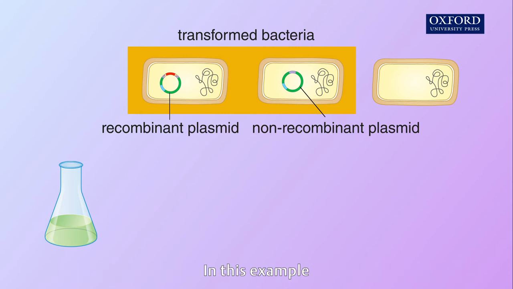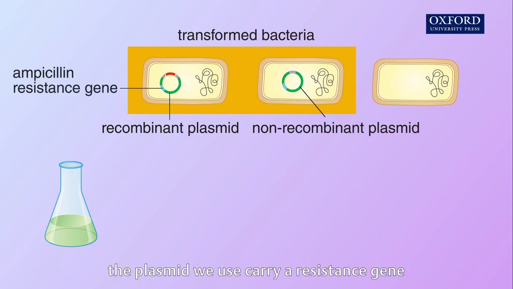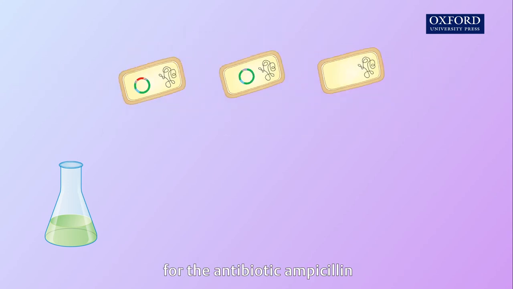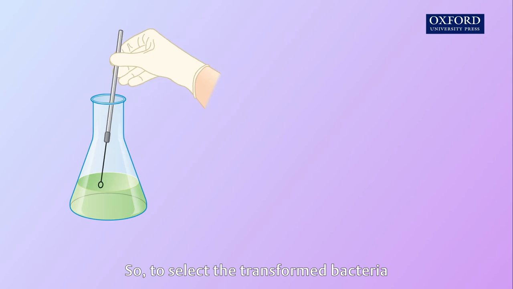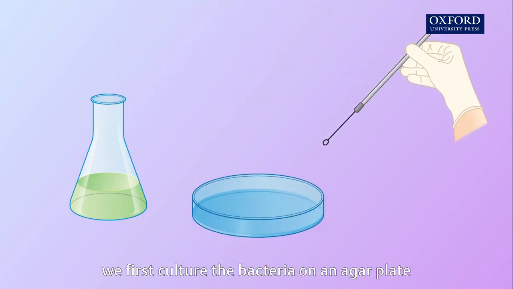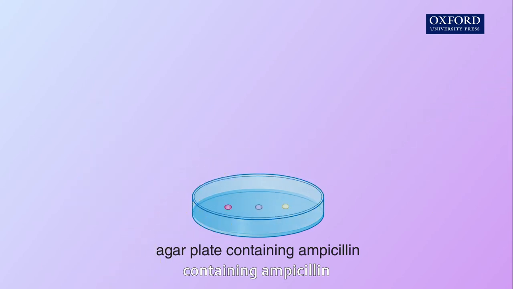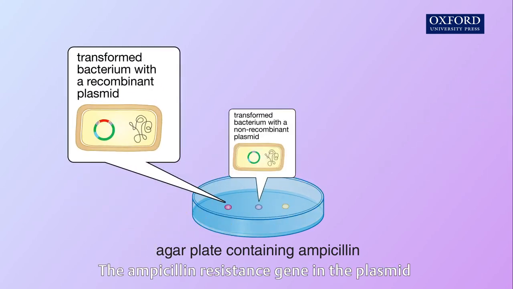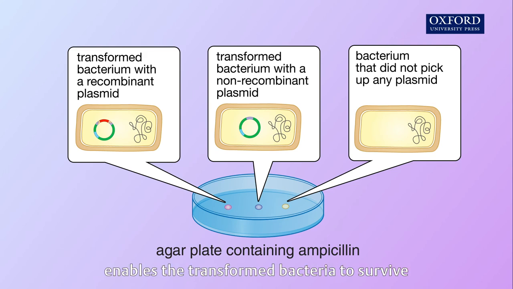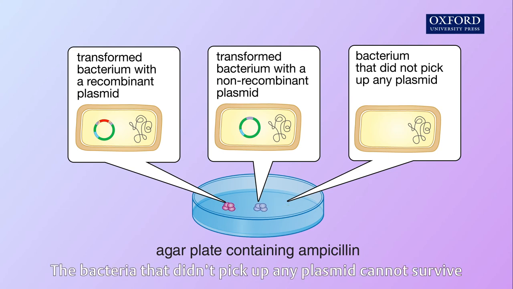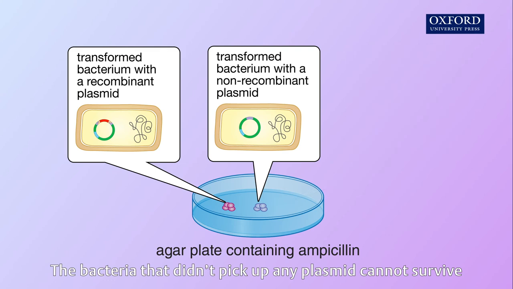In this example, the plasmid we use carries a resistance gene for the antibiotic ampicillin. So, to select the transformed bacteria, we first culture the bacteria on an agar plate containing ampicillin. The ampicillin resistance gene in the plasmid enables the transformed bacteria to survive. They then divide and form colonies. The bacteria that didn't pick up any plasmid cannot survive.